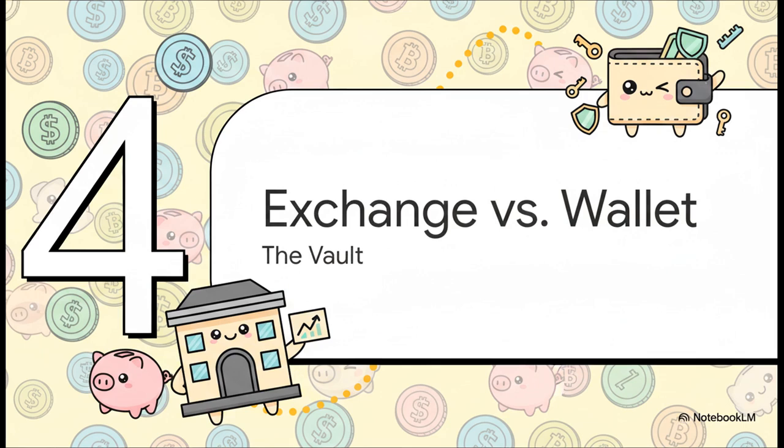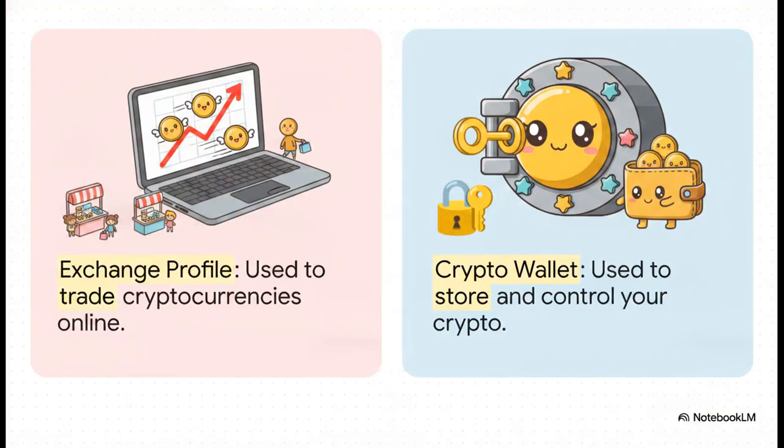Let's jump over to section 4, exchange versus crypto wallet. This is a massive pivot point in our explainer. We're talking about the vault. You guys, there is a massive difference here. And it really boils down to the golden rule of crypto: not your keys, not your coins. An exchange profile is used specifically and pretty much exclusively for active trading on the open market. A dedicated cryptocurrency wallet, on the other hand, is used for absolute ownership and total control of your assets.